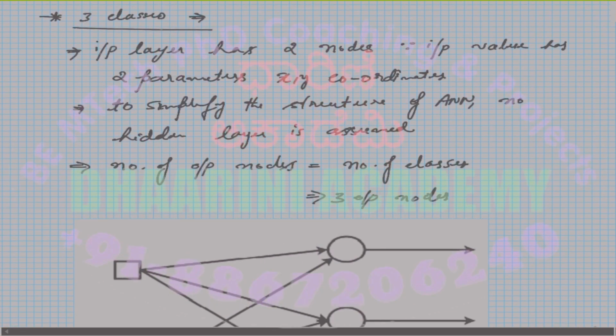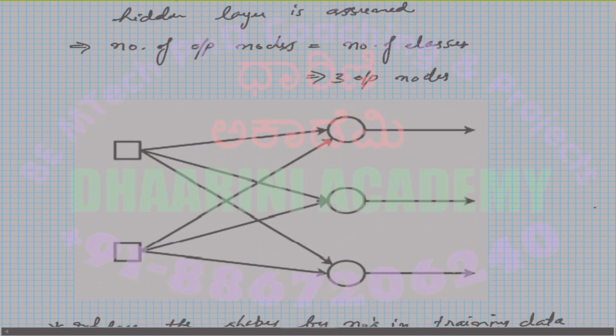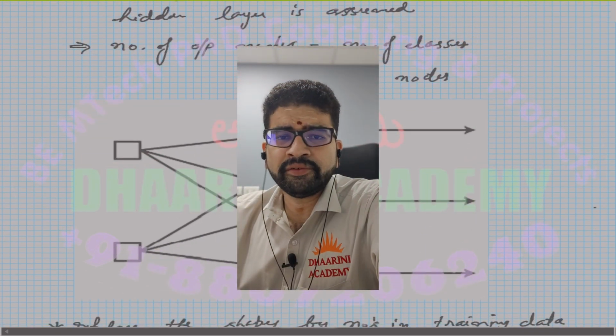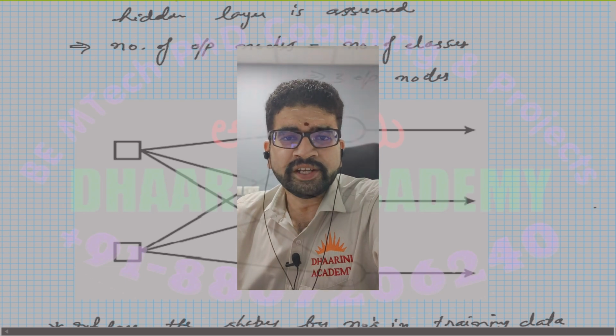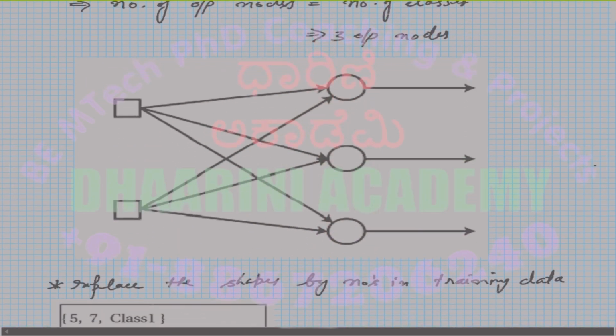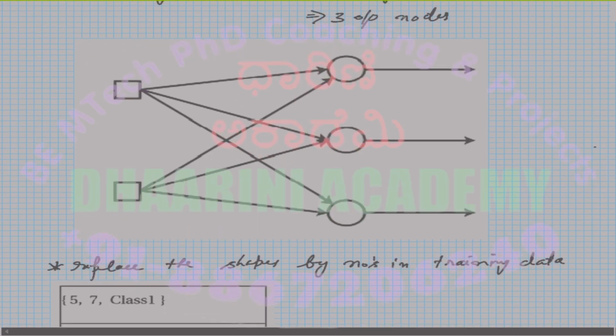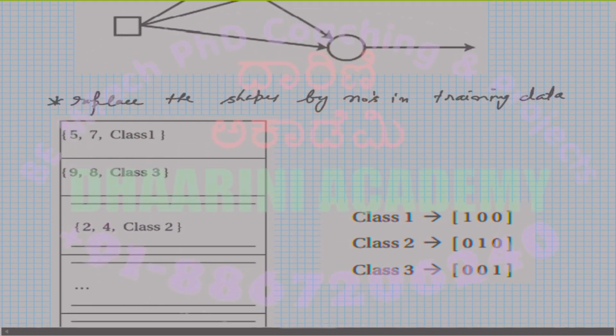We decided the number of input layers required and the number of output layers. Every data point has 2 coordinates in this example, and we took 3 output nodes because there were 3 classes. Because of this, we didn't consider any hidden layers as such.